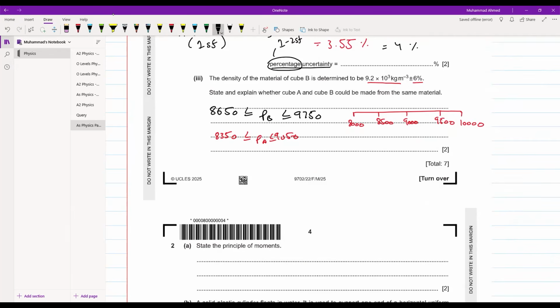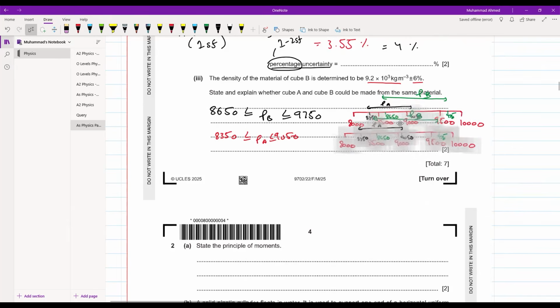What will be the range of density A? 8,300, that is somewhere here, to 9,050. This is your range of densities of A. Can you mark the range of densities of B? Yeah, from 8,650 till 9,750. Somewhat like this. I have just marked the ranges of density of A and B on a number line.